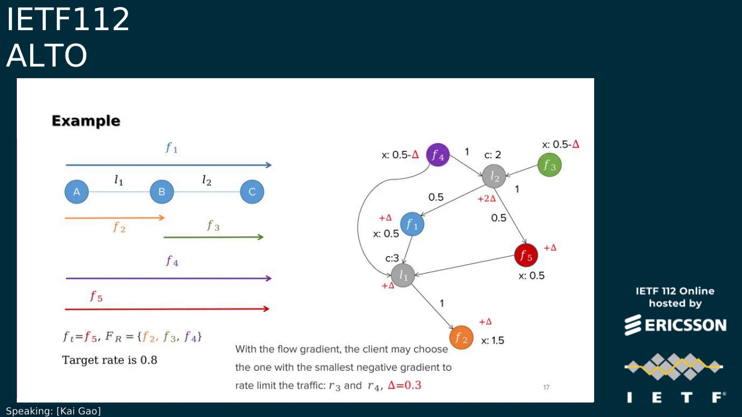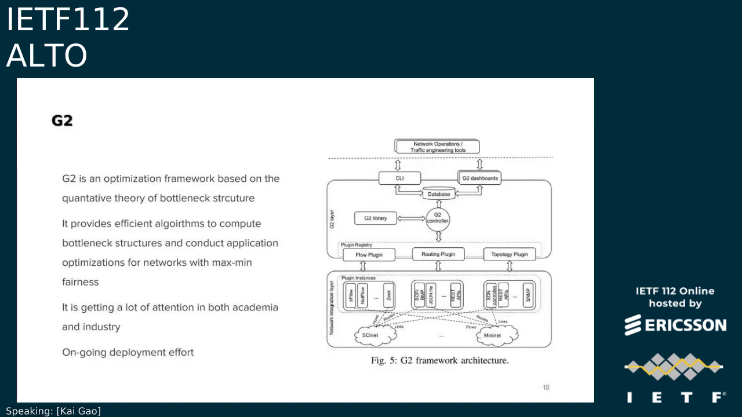And again, when we try to rate limit F3 and F4, then the bottleneck structure will actually change. And in this new bottleneck structure, we can actually get a quantitative analysis. For example, the old rate is 0.5, and we want to increase the rate to 0.8, and then we can calculate the delta using the information, and we get that the delta should be 0.3. So next slide, please.